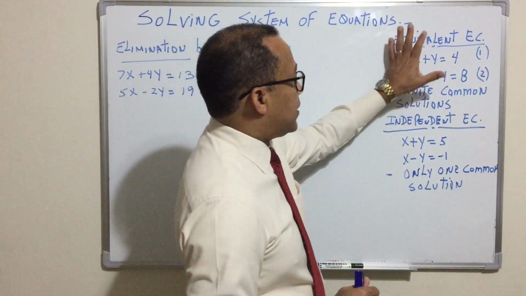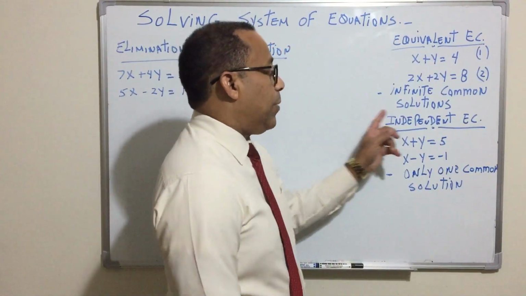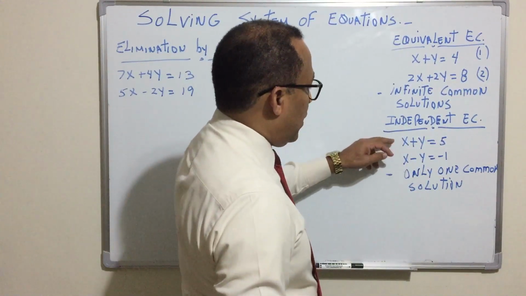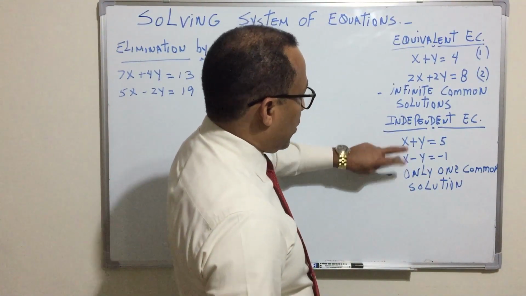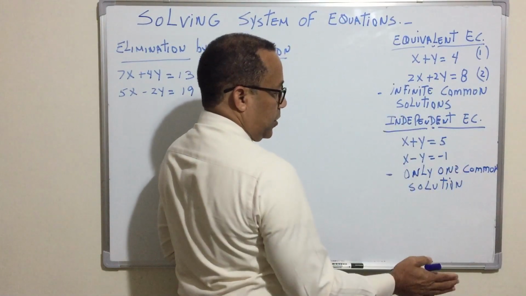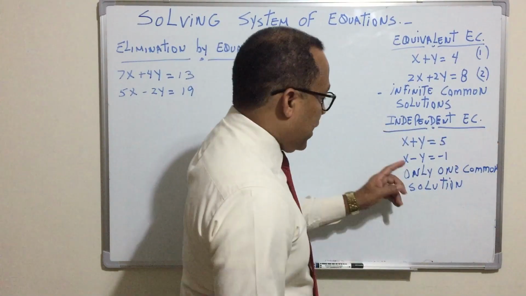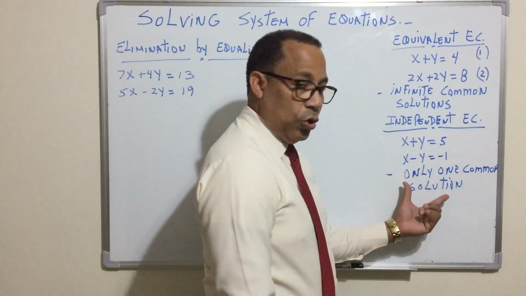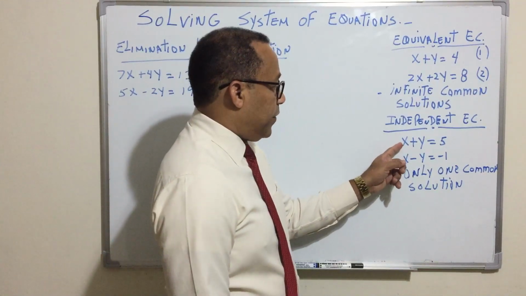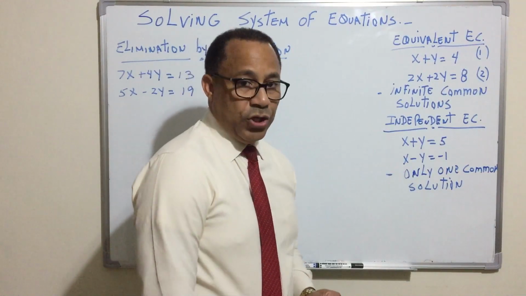What happens when it's not a system of equivalent equations? They are called independent equations. As you can see, there's no way you can get the same one out of the other one. It's not possible. So this is called independent equations. And a system of independent equations has only one common solution. It means that the result that I get out of this equation must also satisfy the second equation.